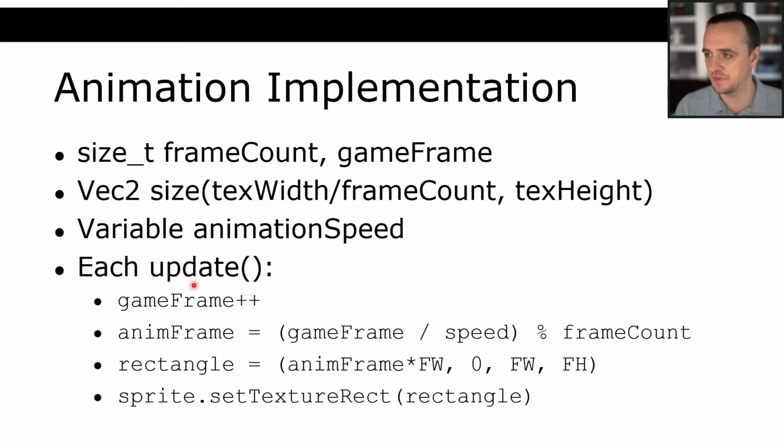So on each update of the animation, so our animation class stores all these variables, and update is going to be called on every frame of the game. And so what's going to happen? Well, we're going to update the amount of frames that this animation has been alive. That's the first thing that we do. Then we have another variable, which is this animation frame. That is going to compute and store the current frame of animation that we want to display. That is going to be equal to the game frame divided by speed mod frame count.